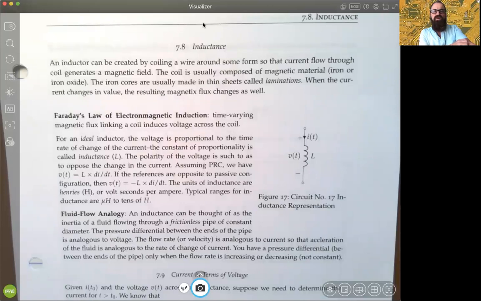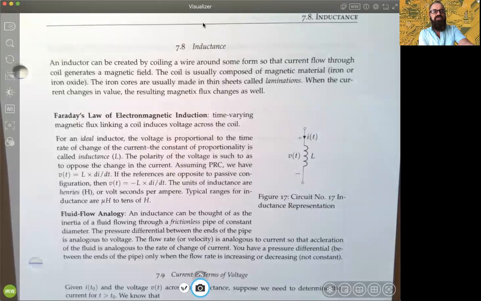So an inductor can be created by coiling a wire, usually around some material, so that the current flow through the coil that you design generates a magnetic field. Michael Faraday discovered that in his law and presented that in one of the infamous Christmas lectures at the Royal Institution in London. The coil is usually composed of magnetic material, usually iron or iron oxide, and the iron cores are usually made in thin sheets, typically called laminations.